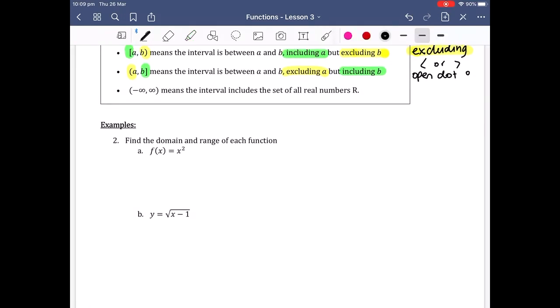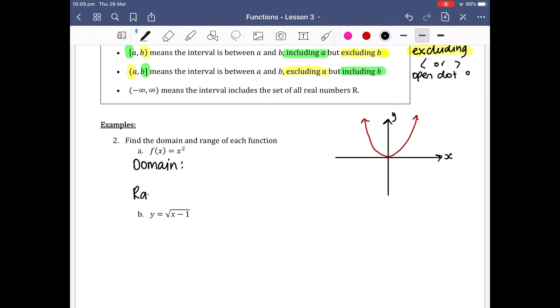For our examples, we want to find the domain and range of each function. When we find the domain and range of a function, we should think about the graph. For our first one, we have f(x) equals x squared. If we were to draw a quick sketch of an axis off to the side, we have our y and our x. If we were to draw f(x) equals x squared, we would have a parabola. This sketch doesn't need to be perfect.